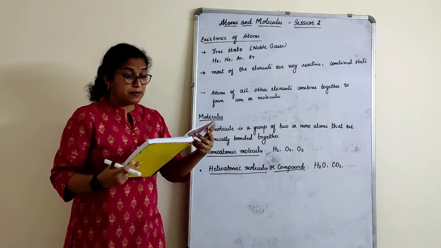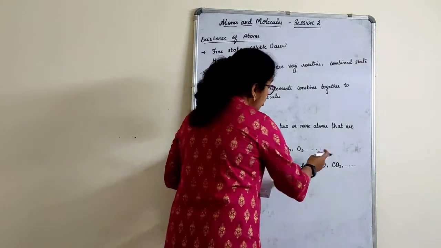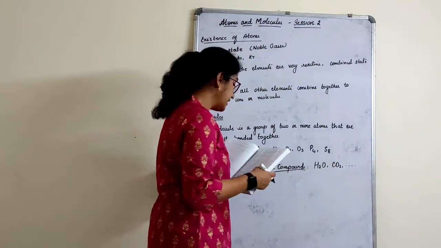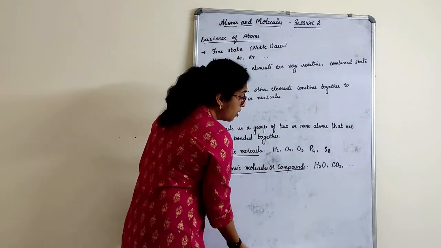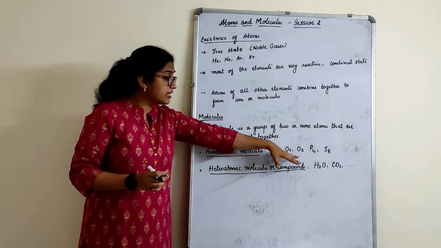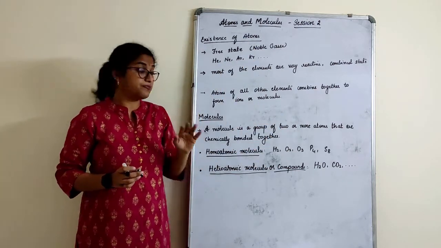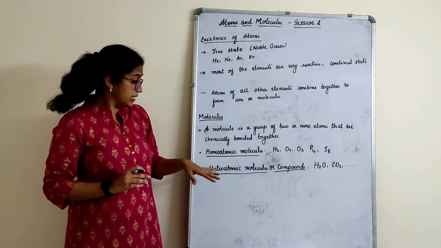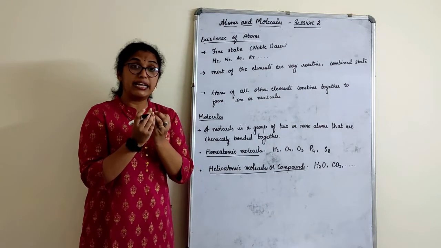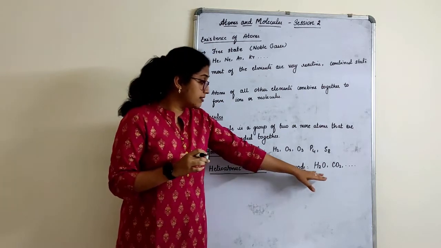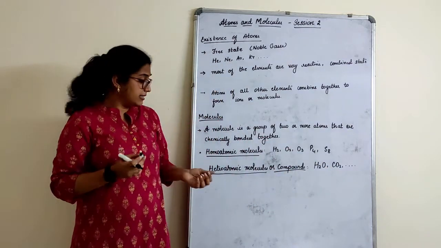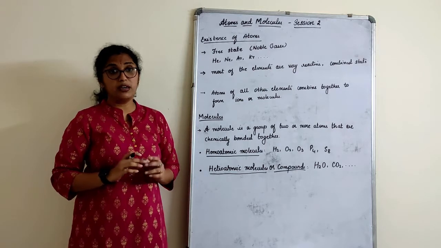Now, a few more examples. Phosphorus exists in the form of P4 and sulfur in the form of S8, containing atoms of the same element. These contain atoms of hydrogen only, and these contain atoms of oxygen only, so they are called homoatomic. Heteroatomic molecules, or compounds, contain atoms of different elements, like hydrogen, oxygen, carbon, oxygen. When they combine, they are called heteroatomic molecules.